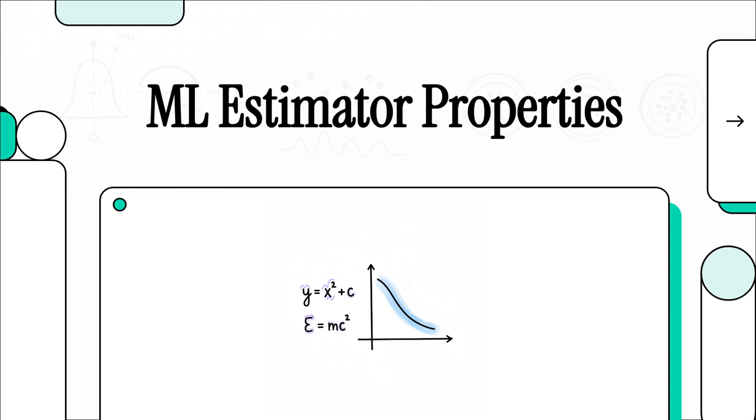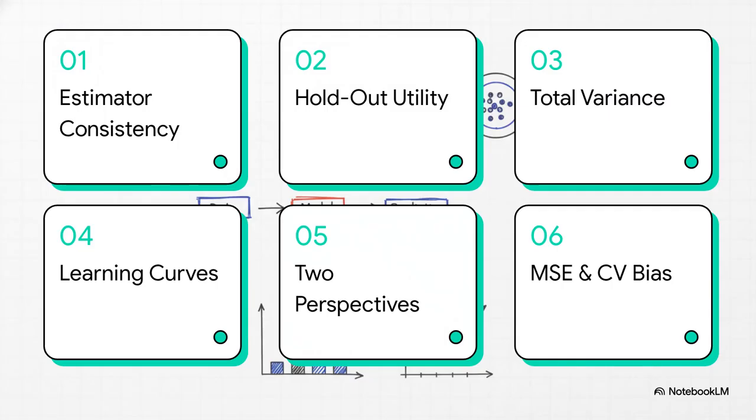If you really want to understand the rigorous underlying theory of how we actually evaluate algorithms, well, you're in the perfect place. Here is our agenda for today. We'll cover estimator consistency and limits, formulating holdout utility, the law of total variance, learning curves and descent, conditional versus unconditional perspectives, and finally, MSE and cross-validation bias.